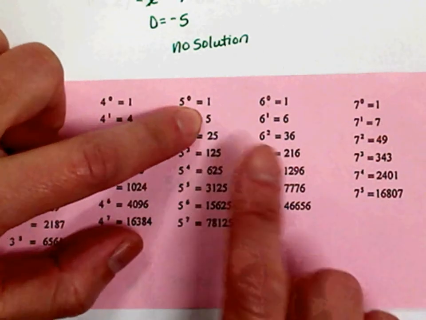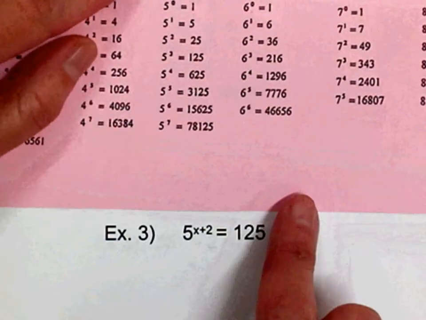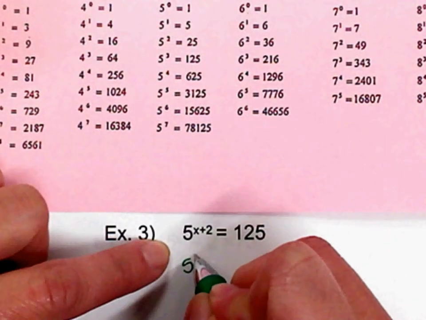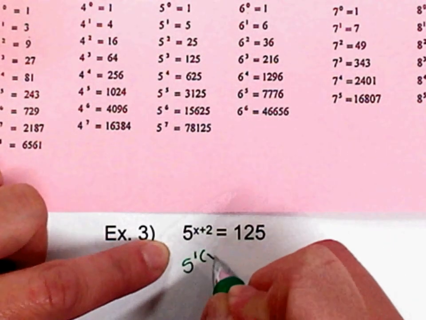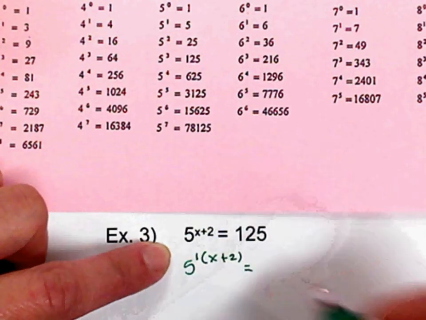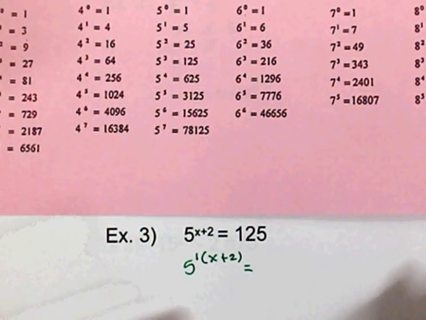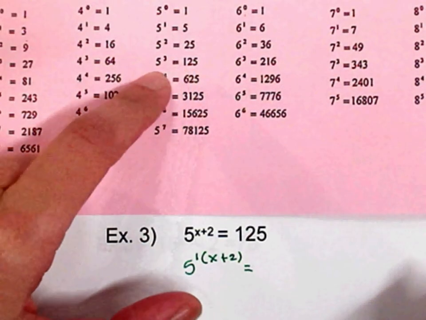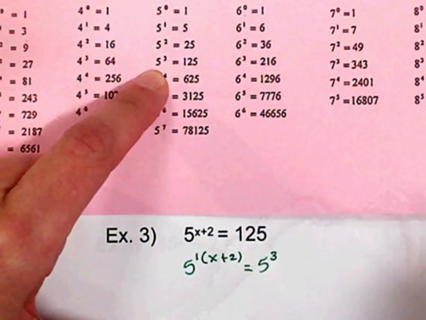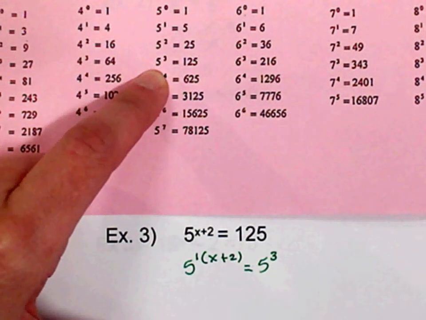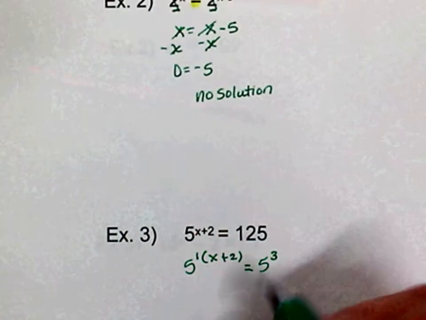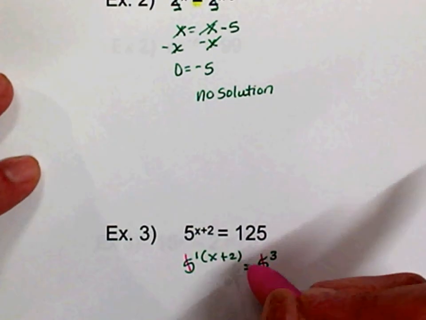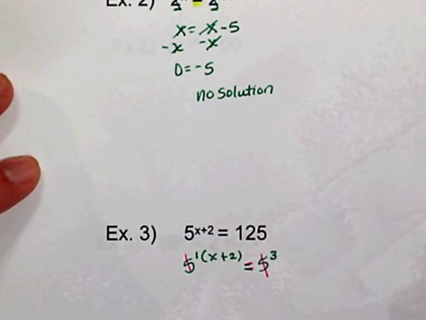So I'm going to rewrite. I'm going to change my base. 5 to the first power, x plus 2, equal. Notice the equal sign. Instead of writing 125, I'm going to replace 125 in exponential form. 5 to the third. You guys see that right there? Why did I do that? Because now I have the same base with an equal sign, so they can cancel out.